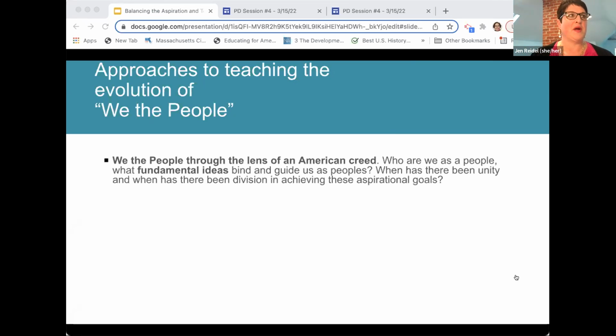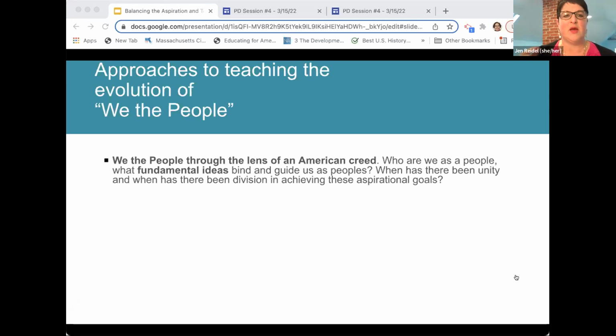So the first one that we're going to approach, as you can see there, is "we the people" through the lens of an American creed. And I use that because I'm going to point to a resource later on that uses the phrase American creed. Who are we as a people? What are those fundamental ideas that bind and guide us as a people? And I'm not saying this as a means to whitewash differing views of those ideals, or when those ideals we have mightily fallen short and when we might have achieved them or close to that.